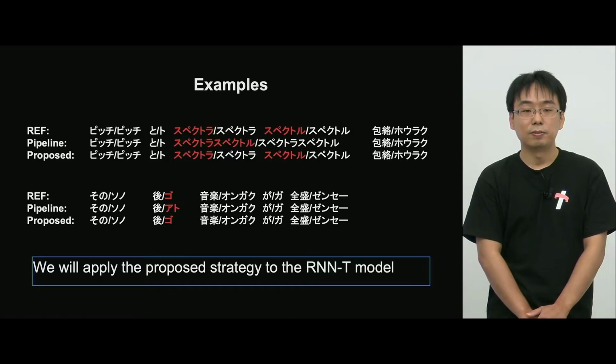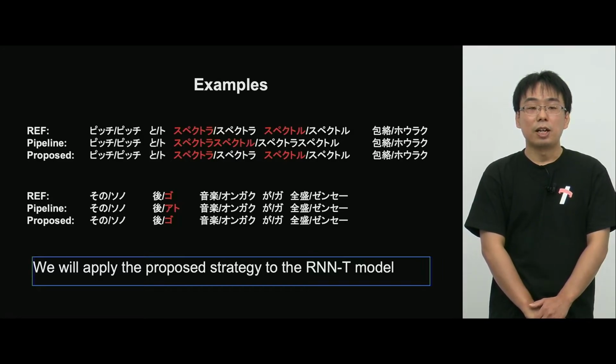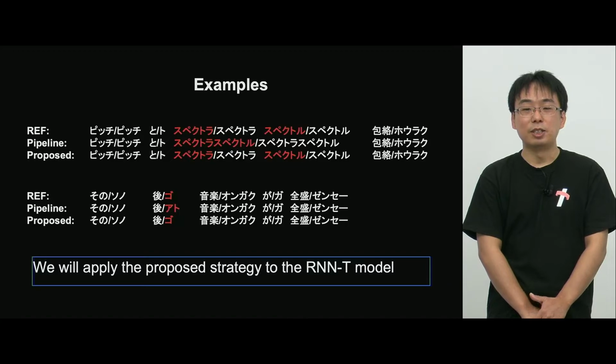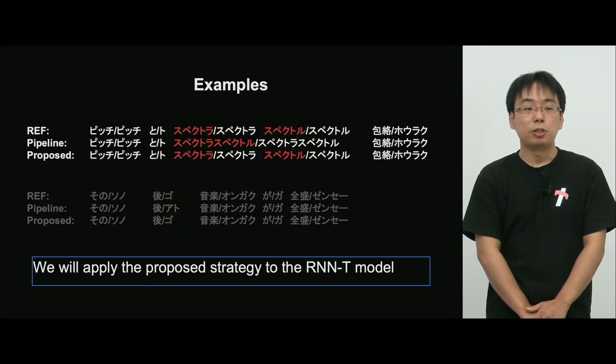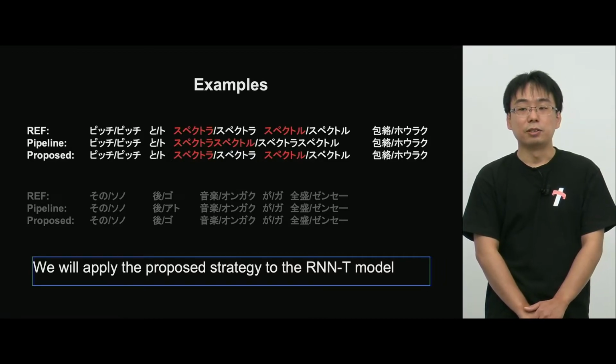There are two cases I'd like to introduce with this method. This is an attention-based encoder-decoder. Model training is done mainly with a public corpus. The one at the top means spectra and spectral.